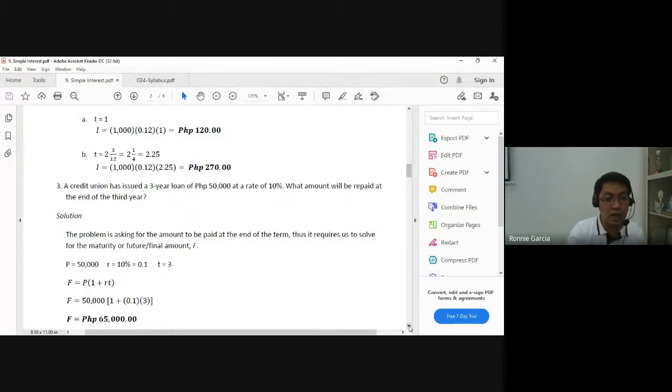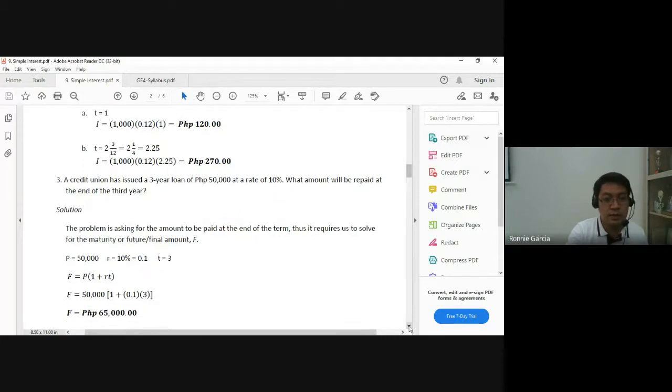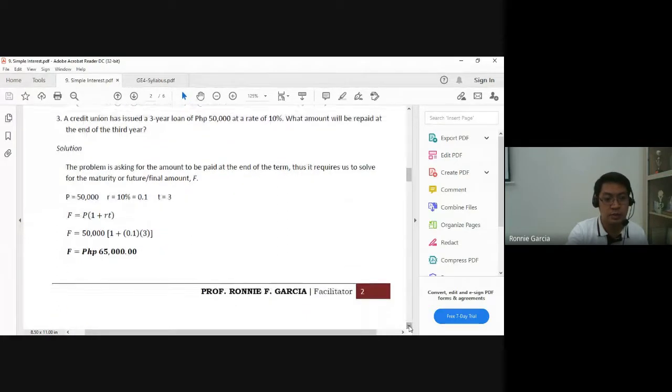How to calculate, how to transform the 10%. Wala na yung mga questions about ani. Very simple lang man siya, no? But if you have question, you please raise your hand kay para ato ang ansiran. So since wala man, let's proceed to the next problem.